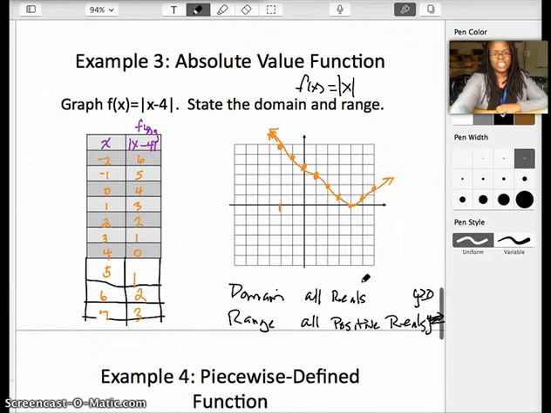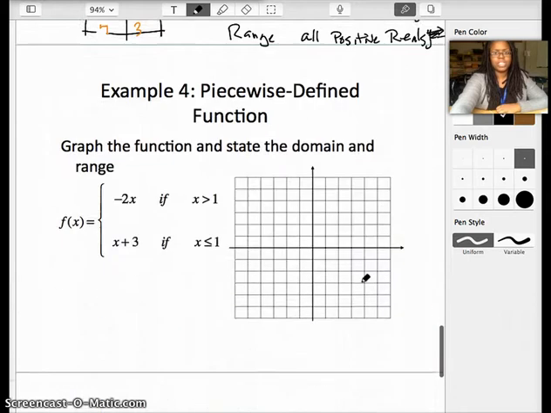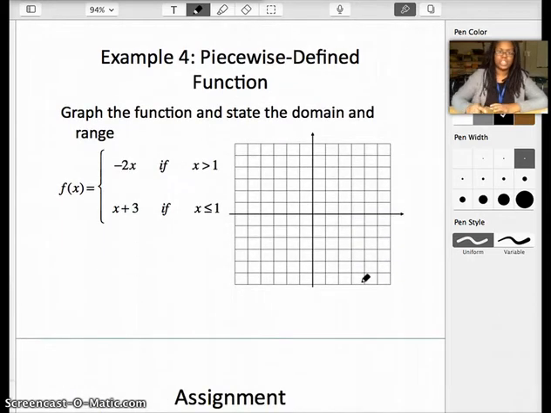All right, so that's our range. Let's look at this one. A piecewise defined function is a function. Sometimes I call them Frankenstein functions, right? Something where, you guys could tell me, you take part of one thing, part of another thing, and you stick it together. That's exactly what piecewise functions are.